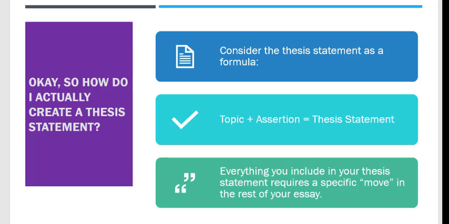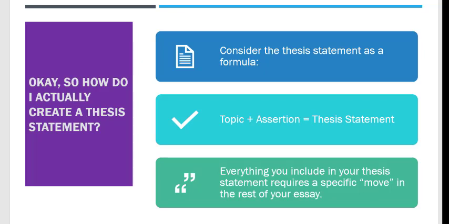Now, in this concept of a formula, each aspect is going to indicate what kind of move that you need to do in the rest of your essay. So earlier I stated that sometimes we have to have background information, or sometimes we need to clarify things, or sometimes we need to define things. It really depends on the type of information we include in our thesis statement, which is why it's so imperative that we are very strict with what we include in our thesis statement.